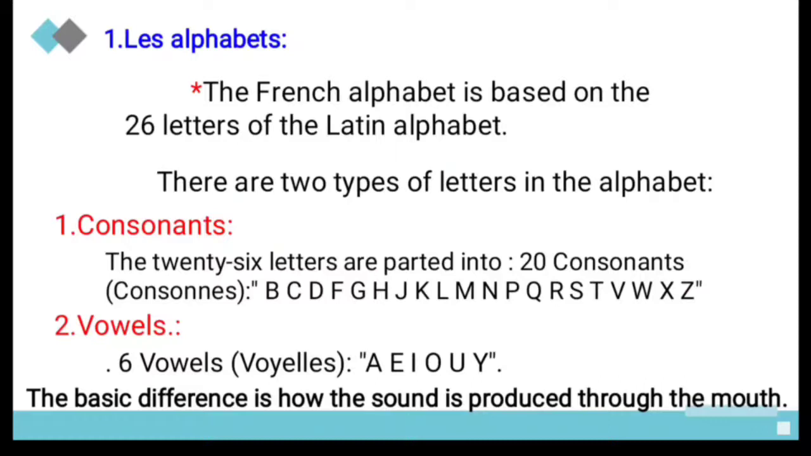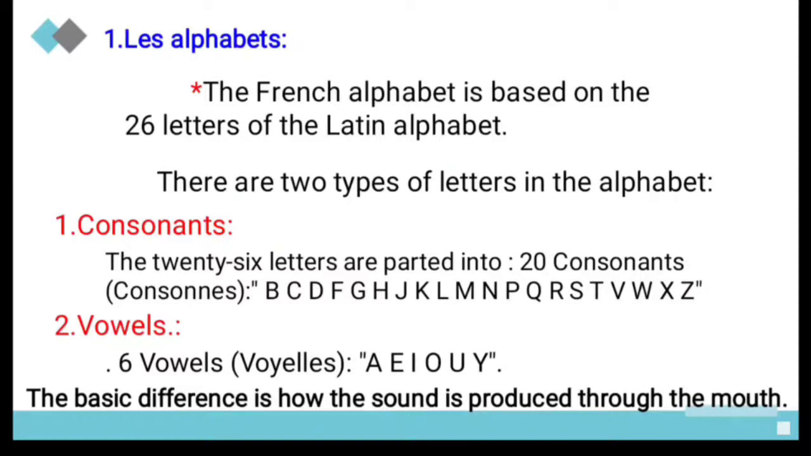And how many letters are there? 26 letters. The French alphabet is based on the 26 letters of the Latin alphabet, and there are two types of letter in the alphabet. One is consonant. So how many consonants are there? 20 consonants. And vowels, there are 6 vowels. The 26 letters are parted into 20 consonants and 6 vowels.